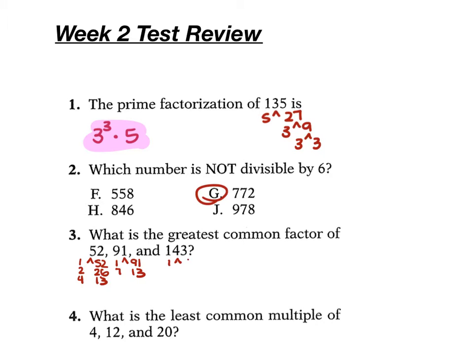For 143, we have 1 and 143. The 143 is not divisible by 3, and it's not divisible by 2, so it's not divisible by 6. It doesn't end in a 5 or a 0, so it's not divisible by 5. 7 doesn't go into it evenly. Let's try 13. Yes, 11 times. So our greatest common factor here is 13.